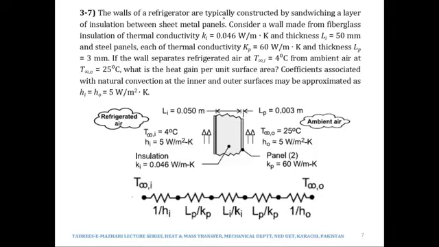So the walls of a refrigerator are typically constructed by sandwiching a layer of insulation between sheet metal panels. So there would be insulation sandwiched between sheet metal panels, meaning there would be sheet metal panels on both sides of the insulation. This is how we make a sandwich, right? So there would be an insulation. This is the insulation I, and surrounded by two sheet metal panels. This is one panel and this is the other panel.